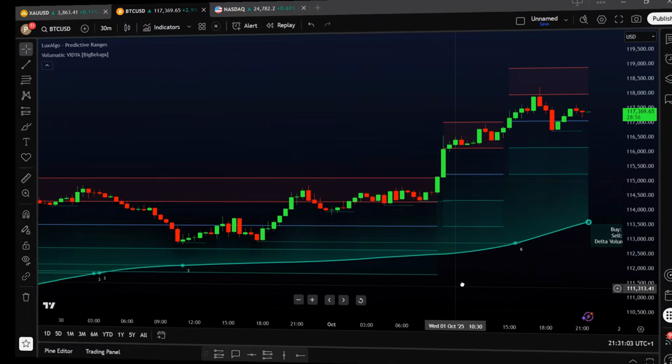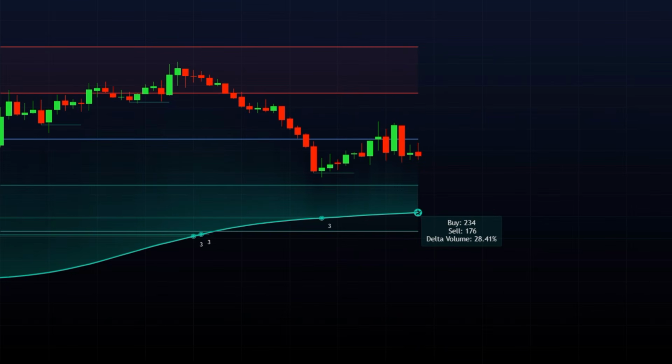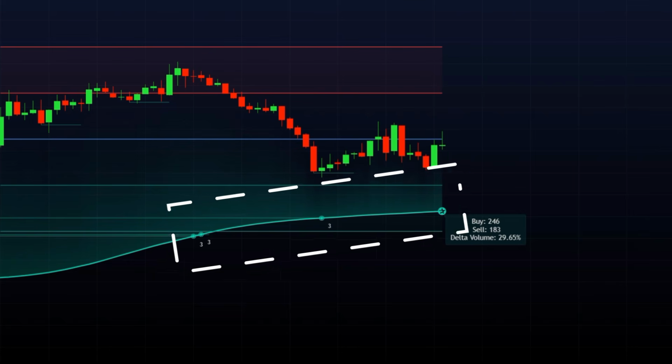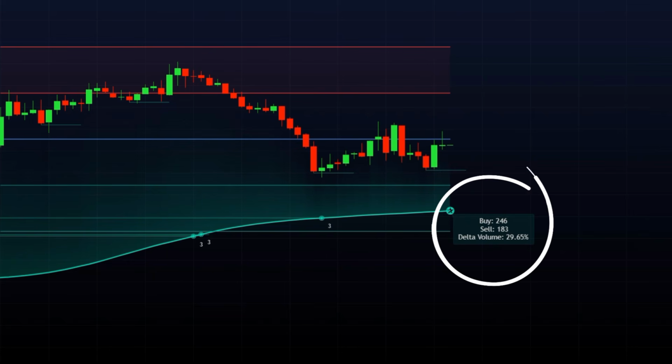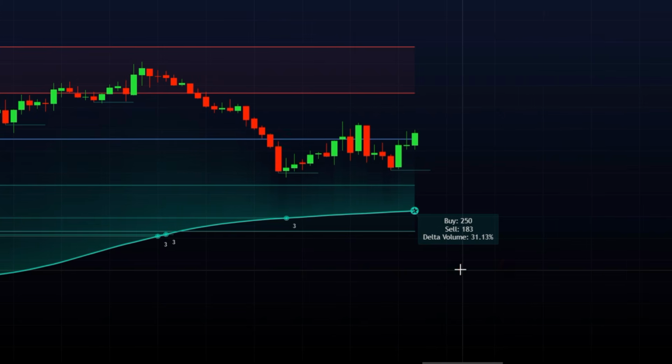Now let's combine them. Here is the complete strategy. For a buy trade, we need 3 confirmations. Trend check. The VIDYA indicator must be green, and the volume delta must be above plus 30. Entry zone. We wait for the price to pull back and touch the green support zone from Predictive Ranges.